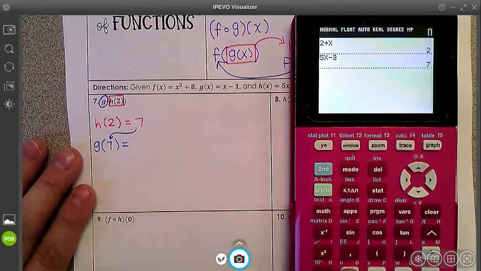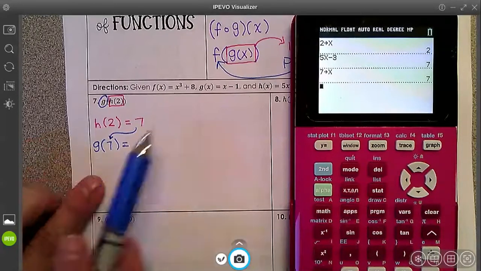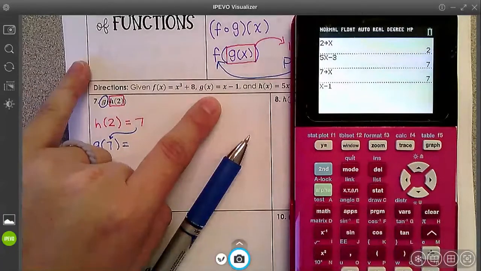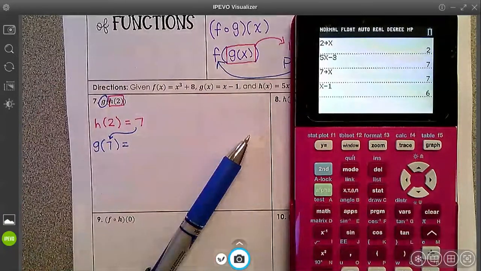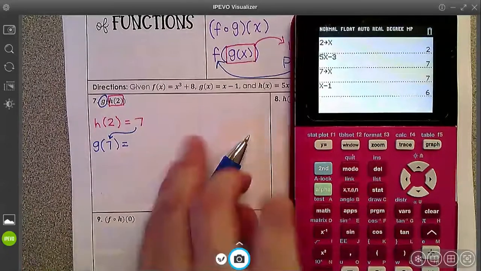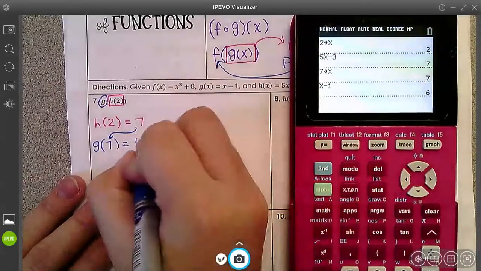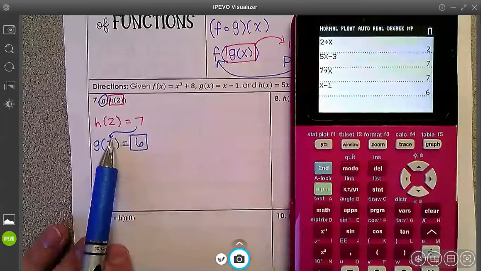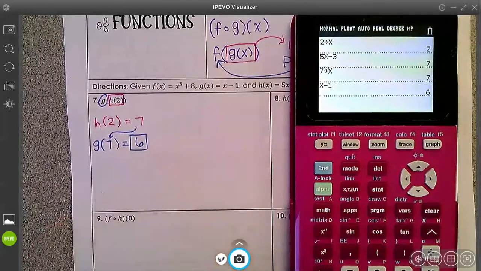So now we do have to do the store button again. So 7, store that as x. And then my g function is x minus 1. You probably could have done that in your head. 7 minus 1 is 6, right? And 6 is your final answer. Once you've put the 7 in there, you don't have to do anything else with it.